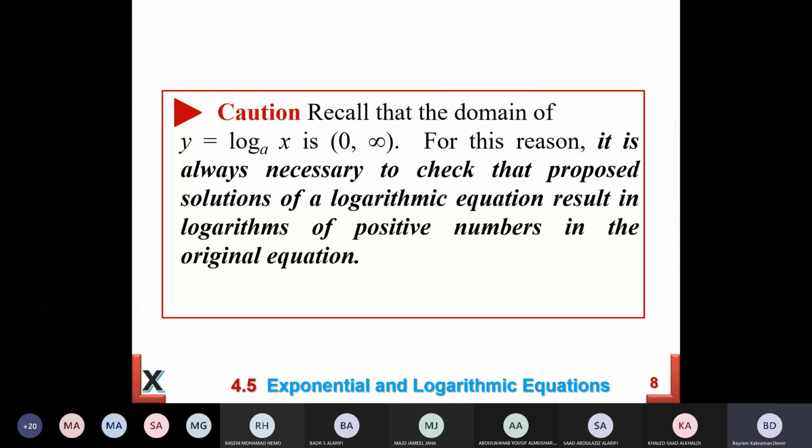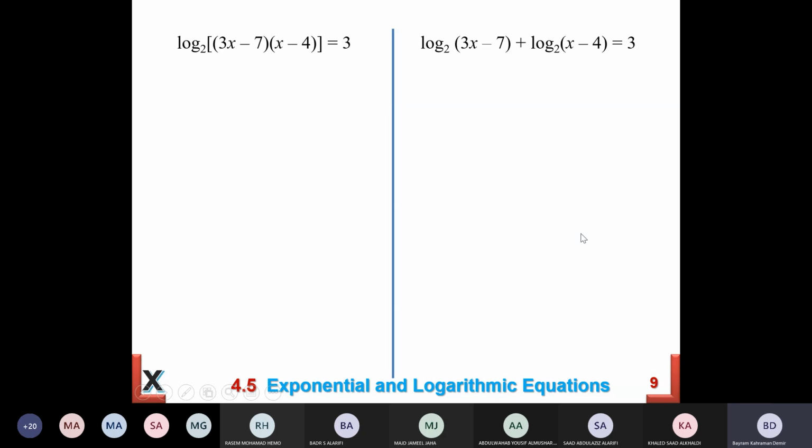It is just warning you that the domain of the logarithm is positive numbers, so we have to make sure of that.